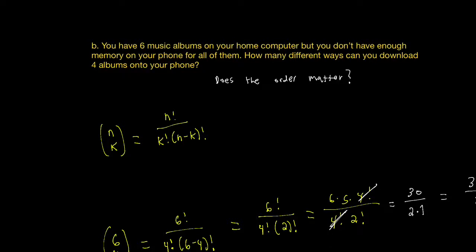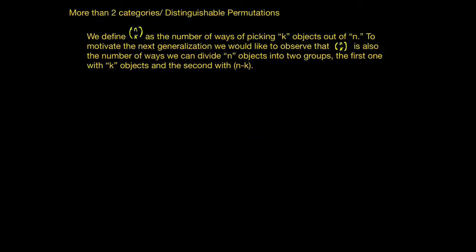Let's move on to the mini lesson of today. So here we're going to talk about more than two categories, sometimes also called distinguishable permutations.